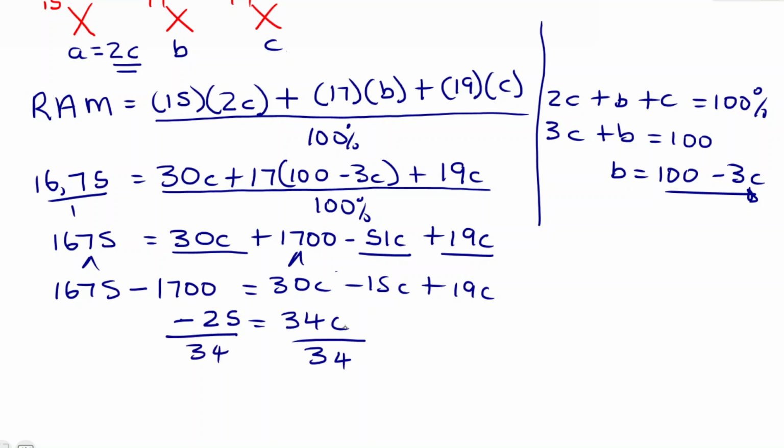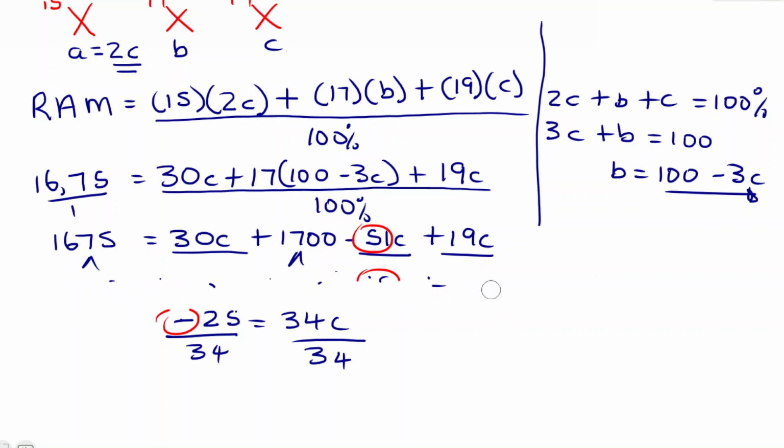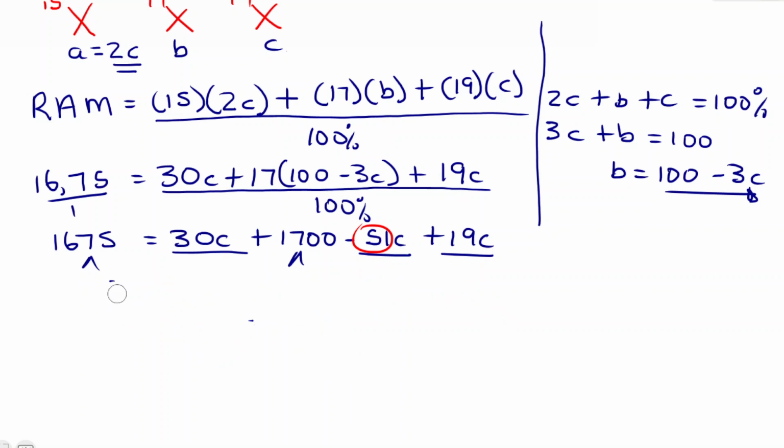Let me quickly check something. Oh, okay, you can see the mistake here. This is not supposed to be 15, it's supposed to be 51, because we cannot have a negative value there. I made a mistake here. It's not 15, it's 51. I don't know where I got the 15. Let me quickly correct this one.